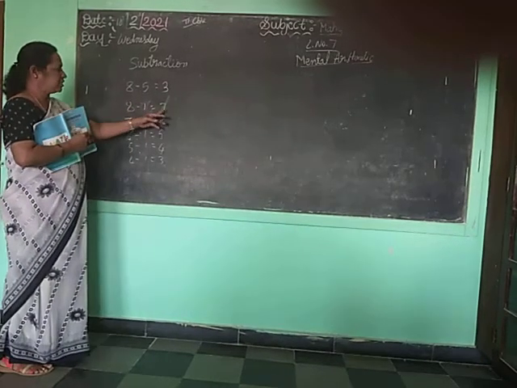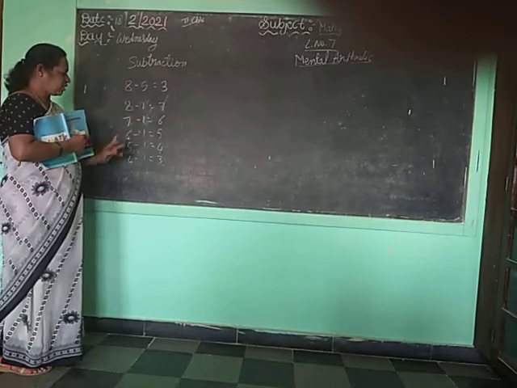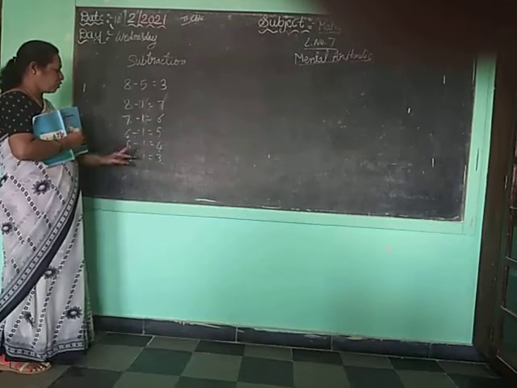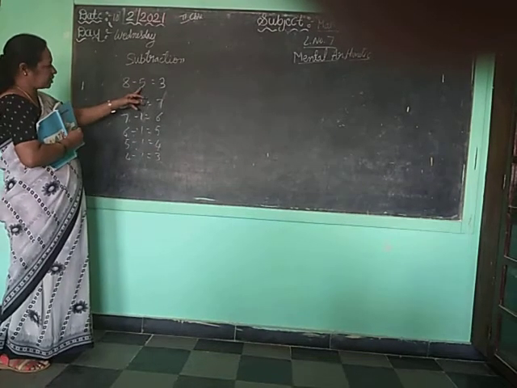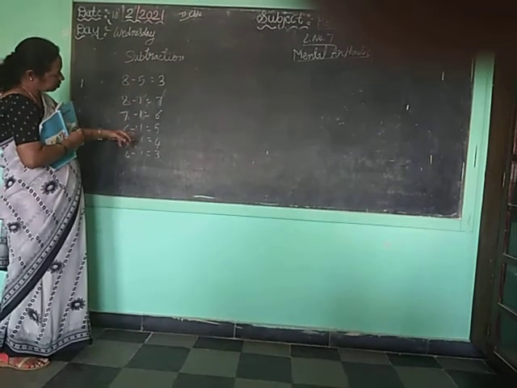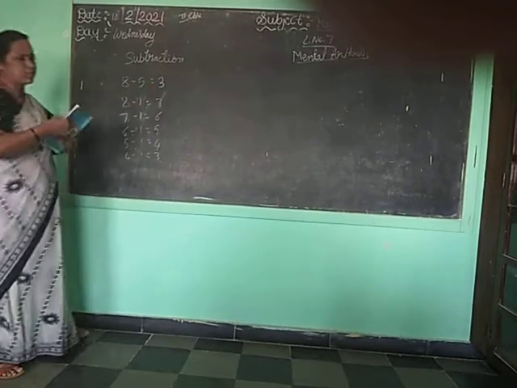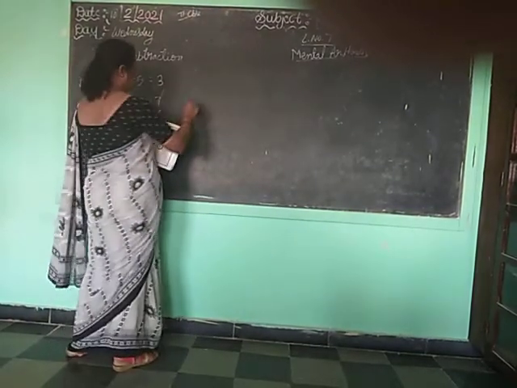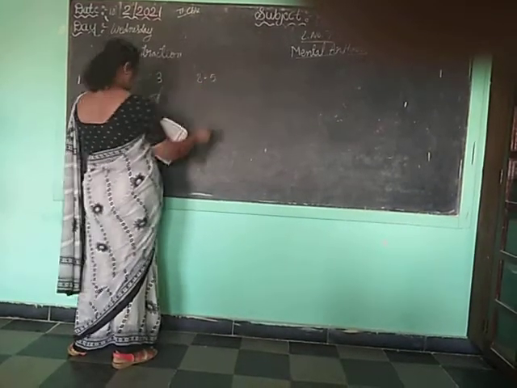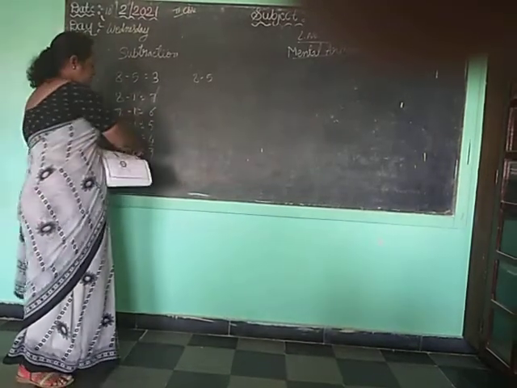8 minus 1 is 7. Again 7 minus 1 is 6. 6 minus 1 is 5. 5 minus 1 is 4. 4 minus 1 is 3. See how many times you have subtracted? From 8 you have subtracted 1 five times. So the answer is what? 3. This is one method to subtract quickly. So next, 8 minus 5 is equal to how much? You know that? 8 minus 5 is 3.